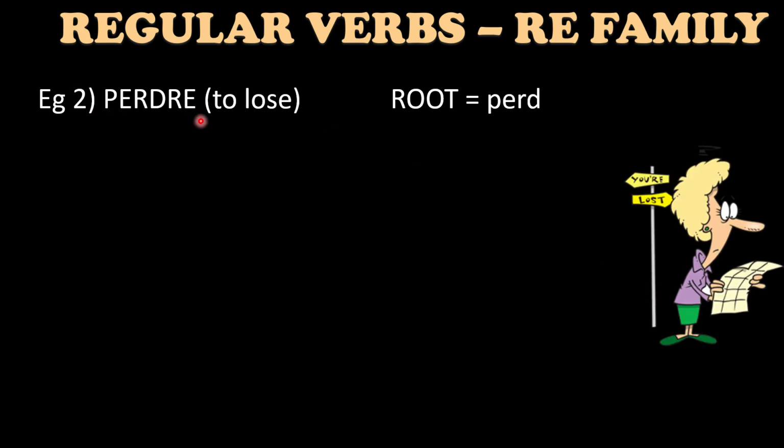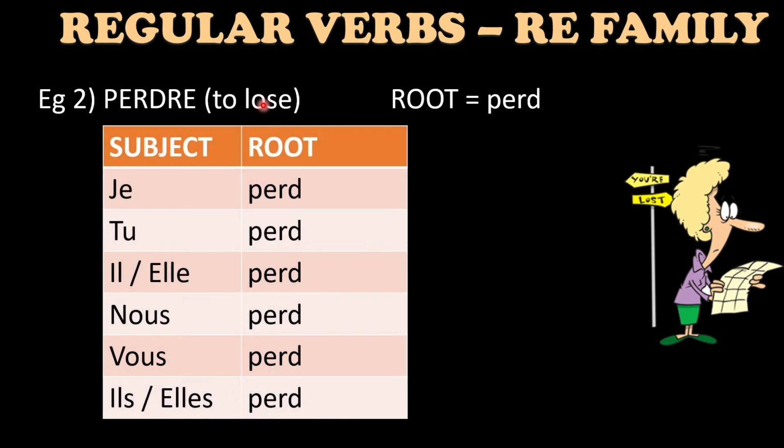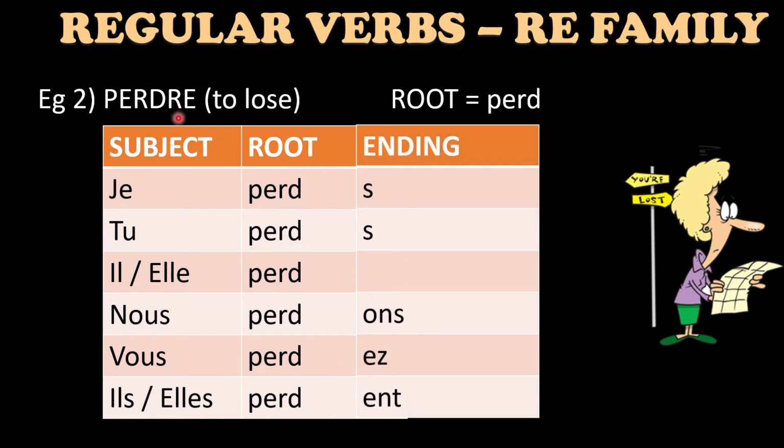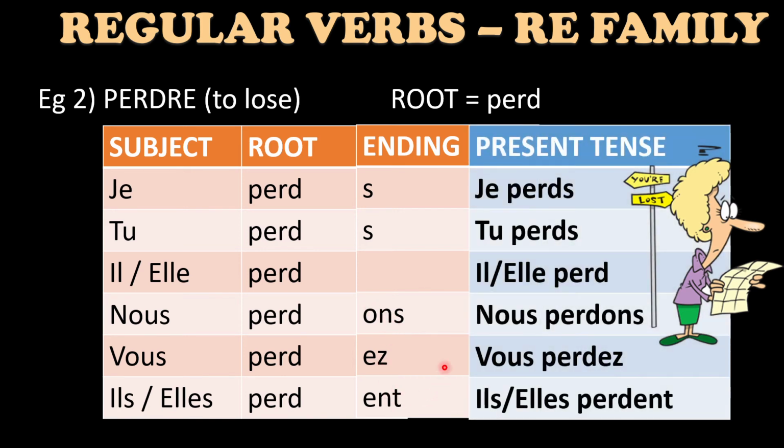Let's look at perdre, which, as we already found, means to lose. You can lose money, you can lose your way, you can lose your keys. The root of perdre is PERD once you cancel the RE. In the same way, we'll draw the table with subjects first, then the root, which is the same for all the subjects. Then we put the endings corresponding to the RE family: S, S, nothing, ONS, EZ, ENT. And then we add it all up to get the present tense. Je perds, tu perds, il perd, elle perd, nous perdons, vous perdez, ils perdent, elles perdent.